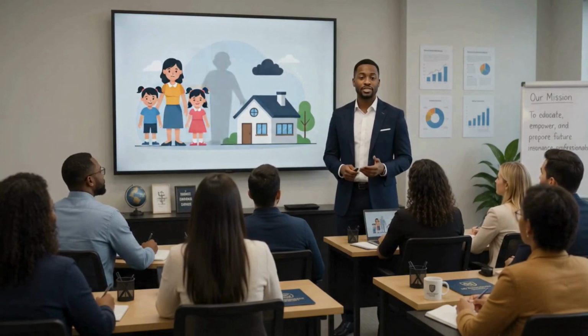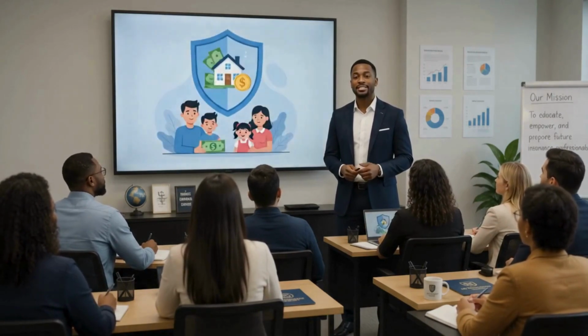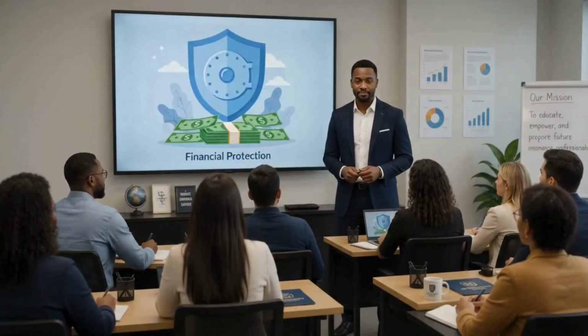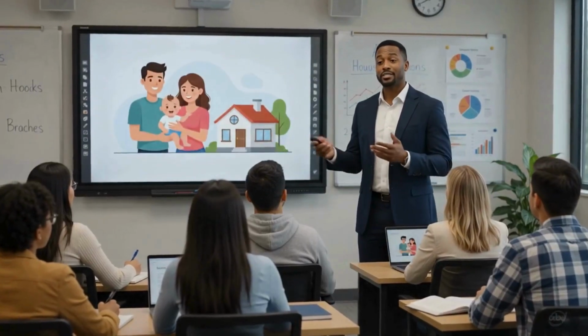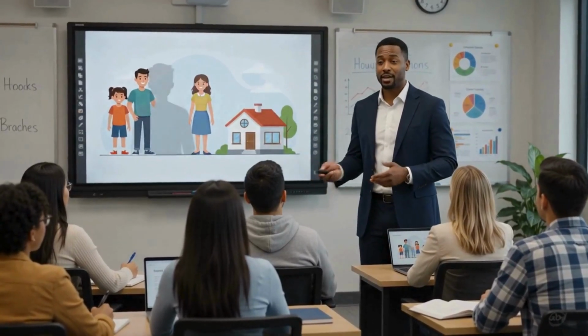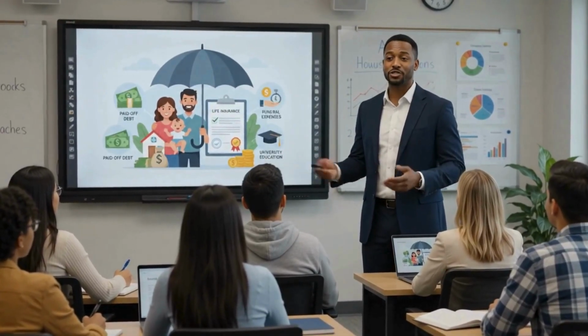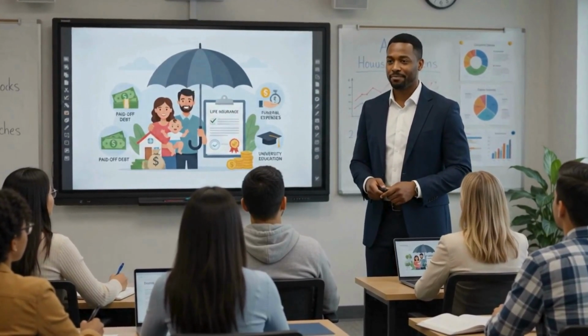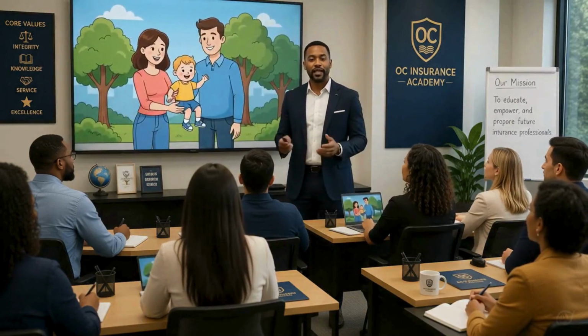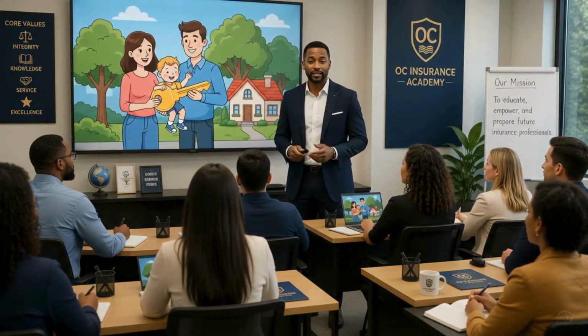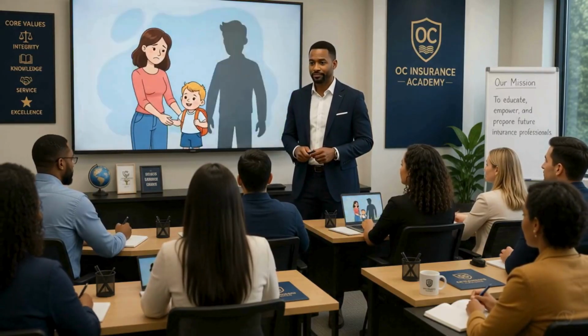Life insurance provides financial protection for the people who depend on you. When an insured person dies, the policy pays a death benefit to the beneficiary. This money can help replace lost income, pay off debts, cover funeral expenses, pay for children's education, and provide financial stability during a difficult time. For millions of families, life insurance provides peace of mind and financial security.